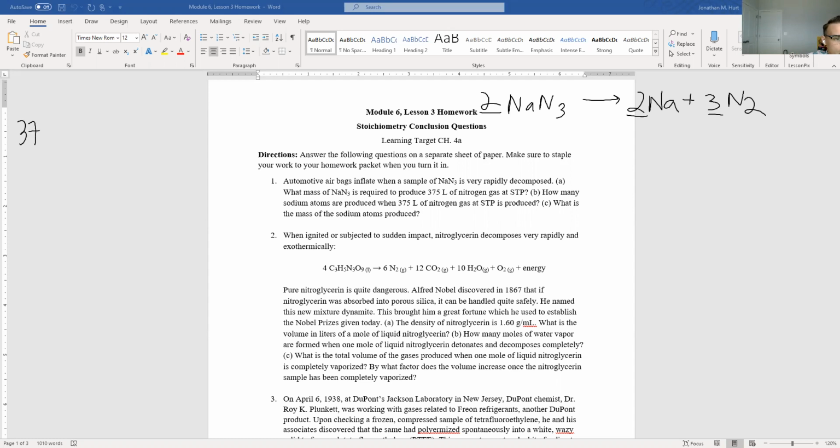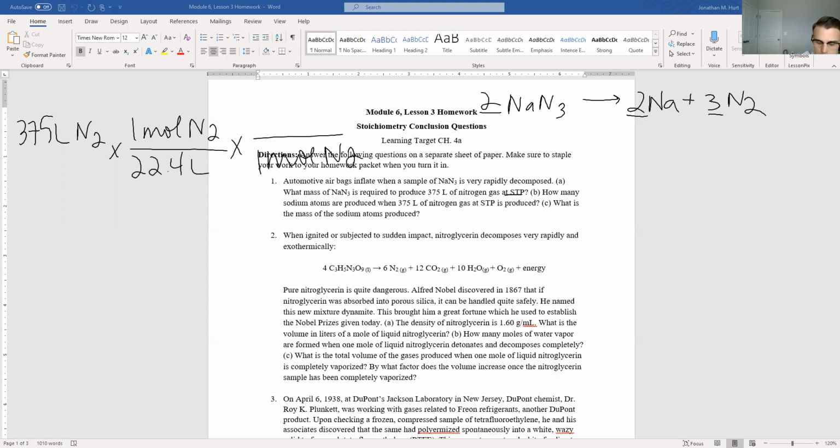Okay, so we'll start with 375 liters of nitrogen. We'll turn that into moles. 22.4 liters is 1 mole of a gas at STP, because we are at STP and it says it's a gas. And then we'll go, well, 1 mole of nitrogen is, let's see, 14.01 times 2, 28.02 grams. There's your setup for the first one.